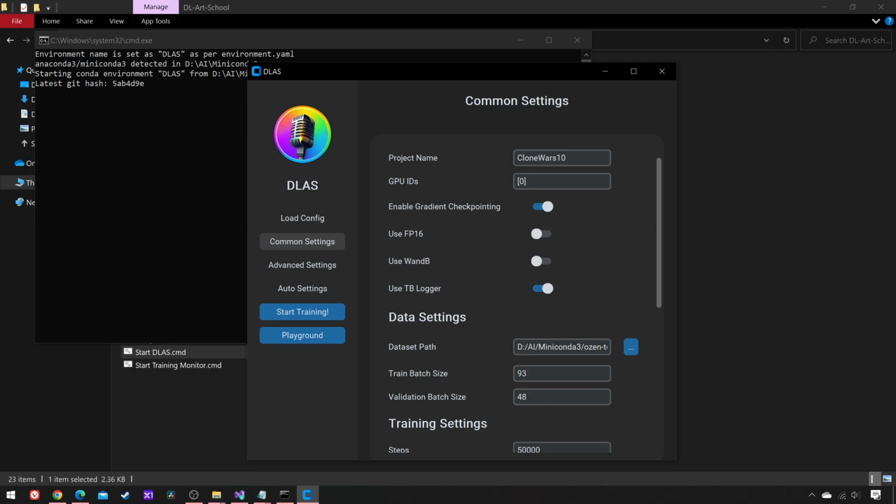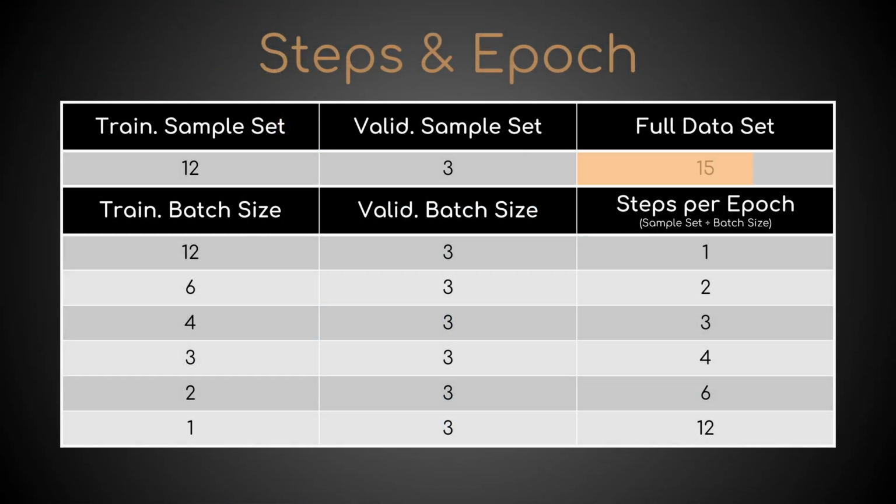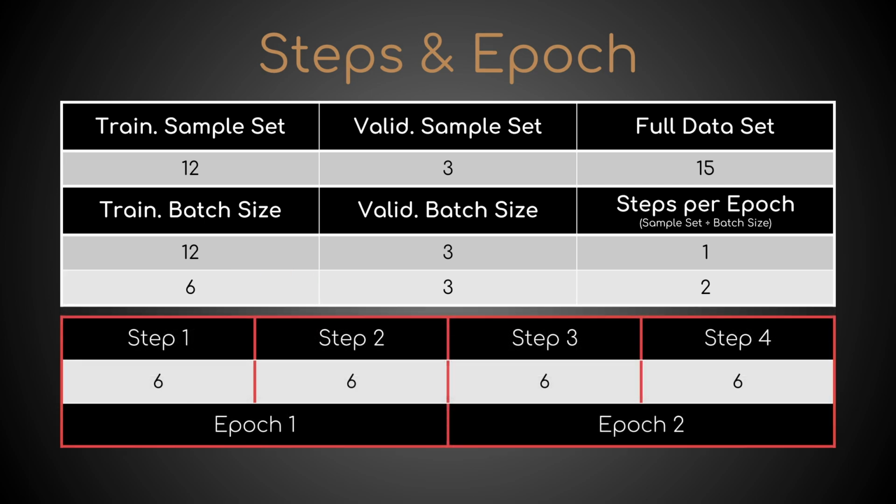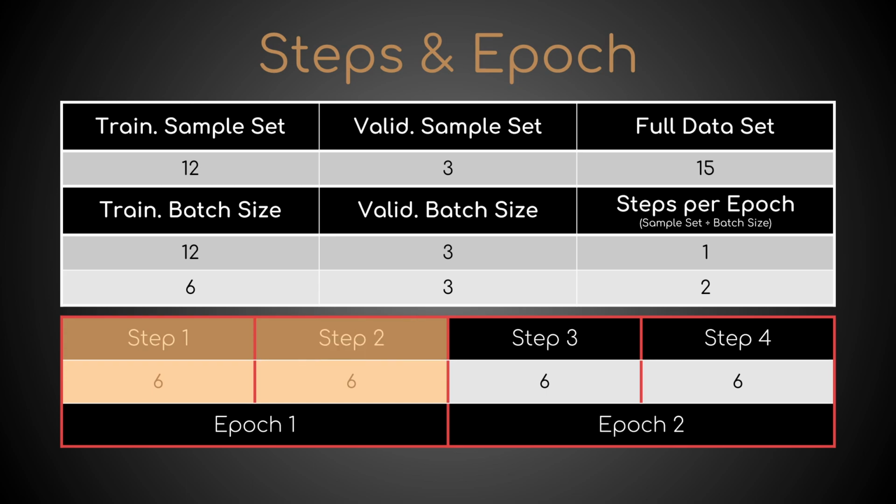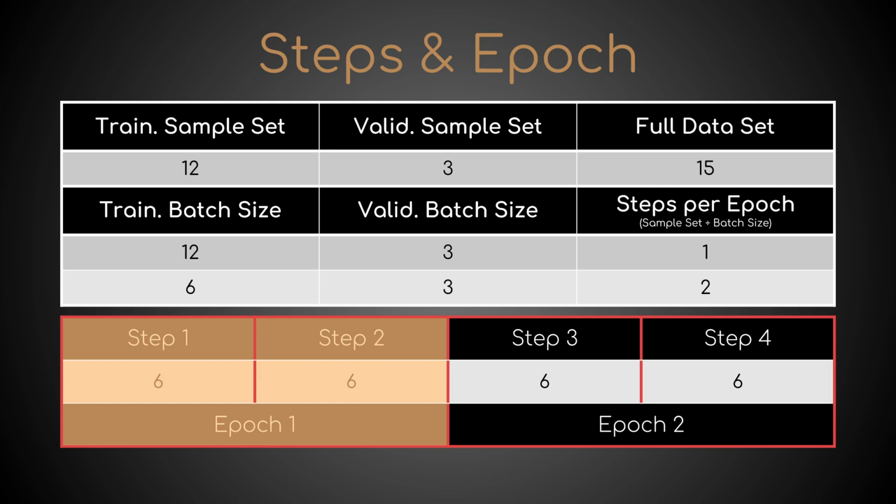an example. Suppose my dataset consists of 15 samples, 12 for training and 3 for validation, and I choose 6 as the train batch size. As soon as the model processes 6 training samples, it achieves its first learning step. So a step is a pass through the train batch. Once the model processes the other 6 samples, not only does it finalize its second step, but also its first epoch. So, an epoch is a complete pass through the entire training sample set.